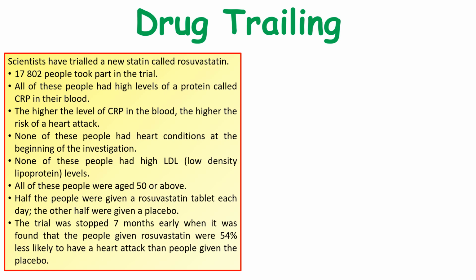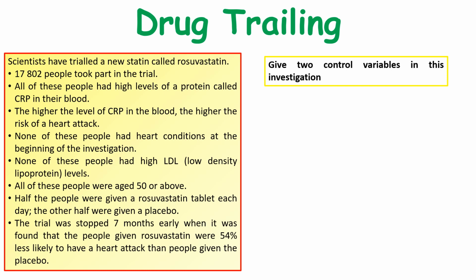One type of question that looks at drug trialing will give you a series of information about a particular drug that people have trialed. In this one it says scientists have tried a new statin drug. It talks about the number of people, it talks about what it does, and it talks about the problems.